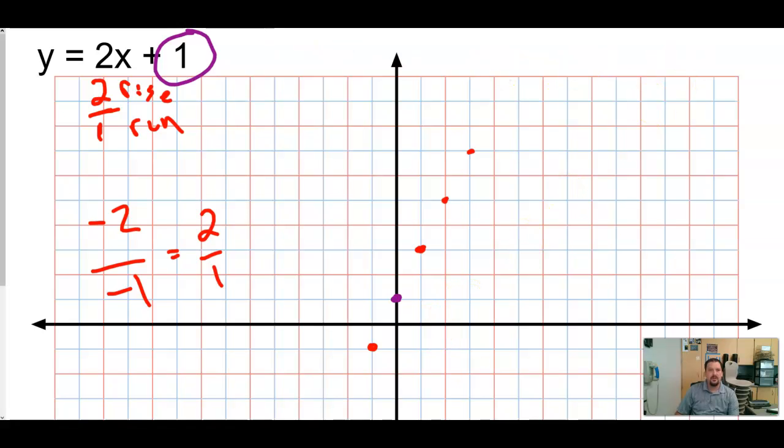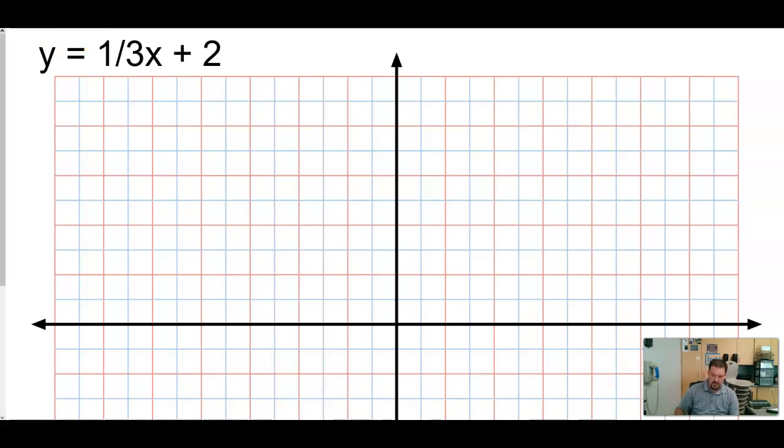So after we have all those written down, or drawn, we're going to go ahead and connect all these dots. Hopefully you could draw straighter than me. And there is my graph of that linear equation. That's what 2x plus 1 looks like right here. All right, let's try another one.